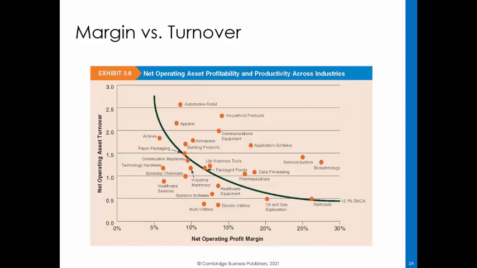This exhibit reveals that some industries, such as railroads, oil and gas exploration, and utilities, are capital intensive with relatively low net operating asset turnover. For such industries to achieve an adequate return on net operating assets, they must obtain a higher profit margin. On the other hand, companies such as automotive retailing, apparel, and household products companies hold fewer assets and therefore can operate on lower net operating profit margins to achieve an adequate RNOA. This exhibit also warns of blindly comparing the performance of companies across different industries.